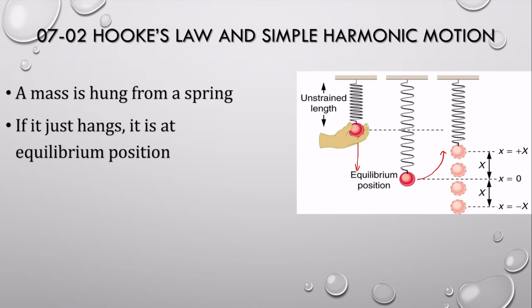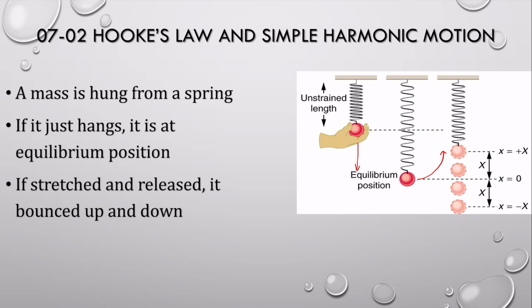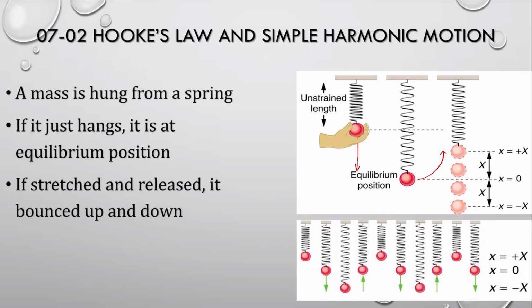If it was to just hang, it'd hang in the middle at equilibrium. If you pulled it down or pushed it up and released it, it would bounce up and down. So it'd be up and then down, and this is equilibrium here in the middle. So it's pushed up, it goes down below equilibrium, and the spring pulls it up. It gets too high, and gravity pulls it down, stretches the spring out. Then the spring pulls it back up, and so on. Looks like we get a sine curve if we look at its position versus time.